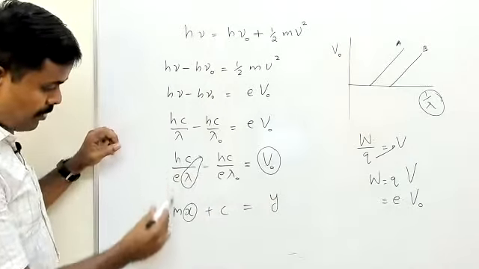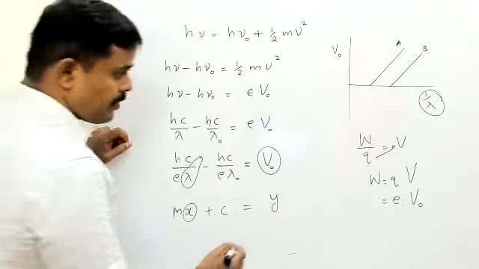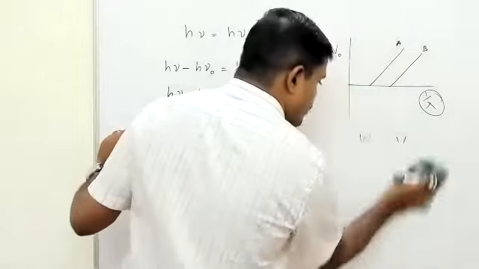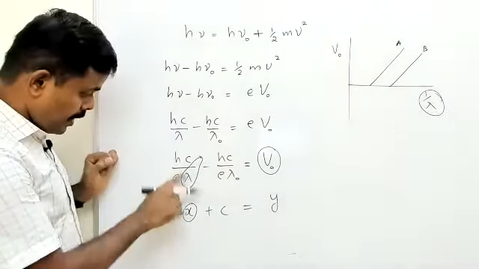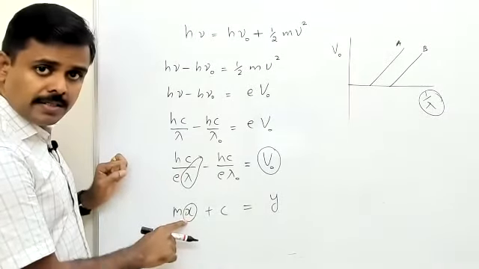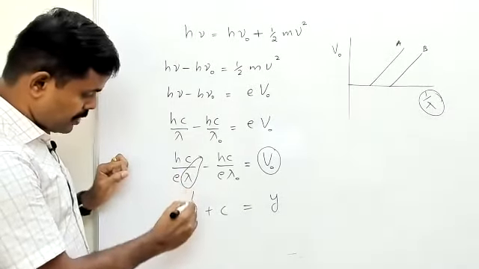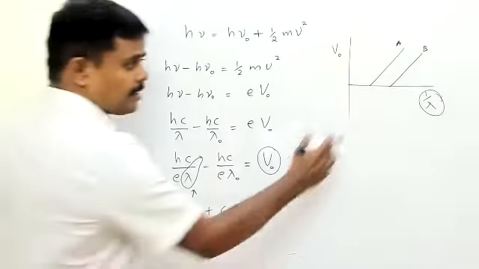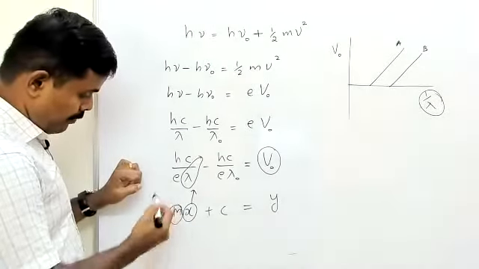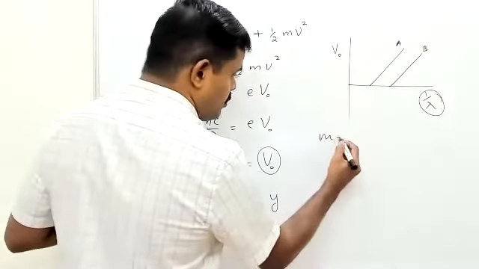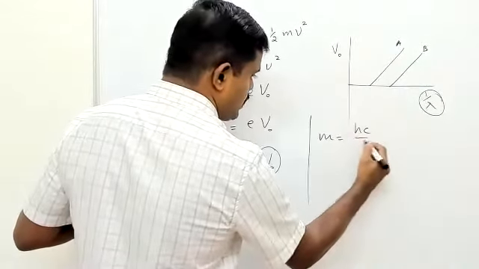And what is in place of m? Apart from x, what do we have? Tell me please. In place of x, the circle term, we have 1 by lambda. That's correct. On the x-axis, we have 1 by lambda. Tell me, then, in place of m, what do we have? hc by e. m is equal to hc divided by e.